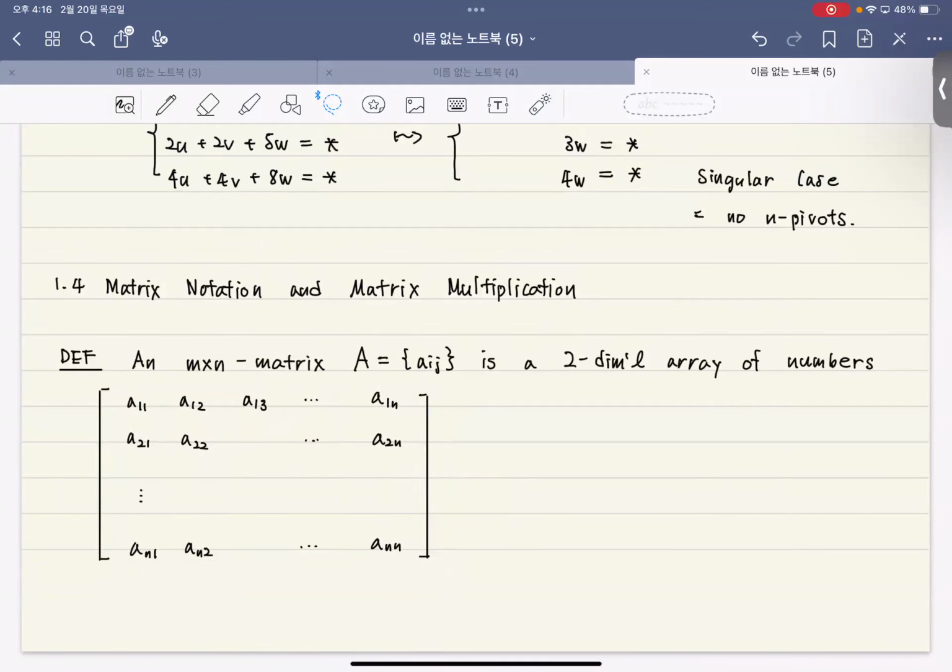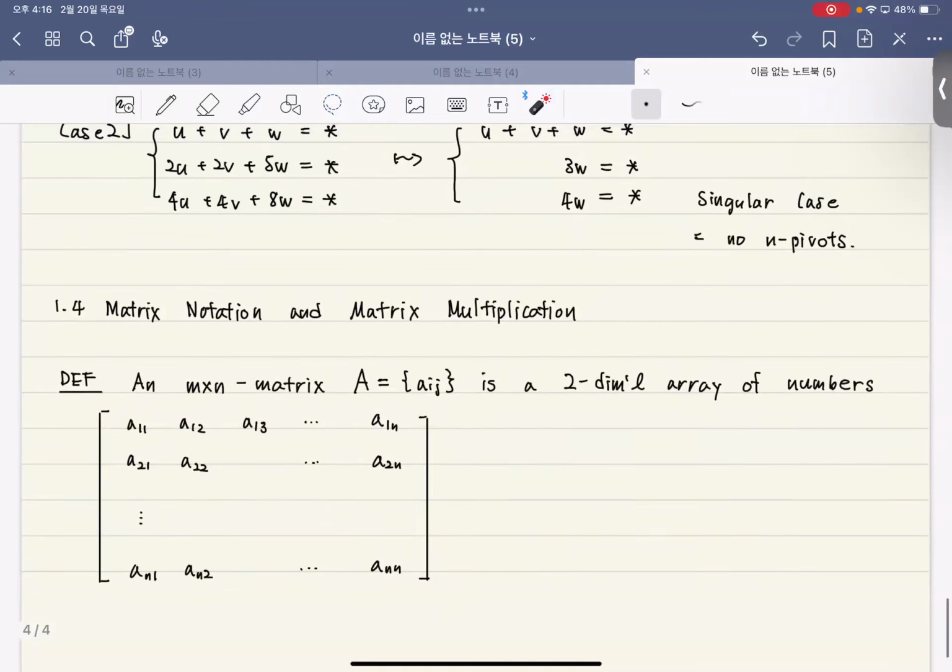So this is a matrix. Clearly this is two dimensional. And as you can see from this picture, a_ij. Every entry of the matrix, so each of these numbers in this array, they are called entries. And every entry has two indices.